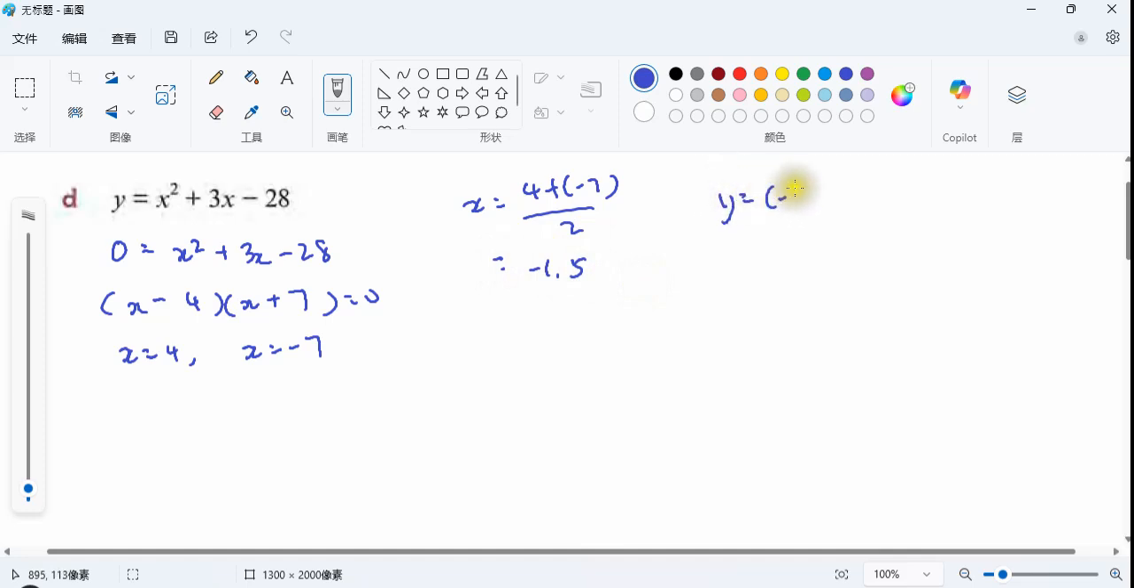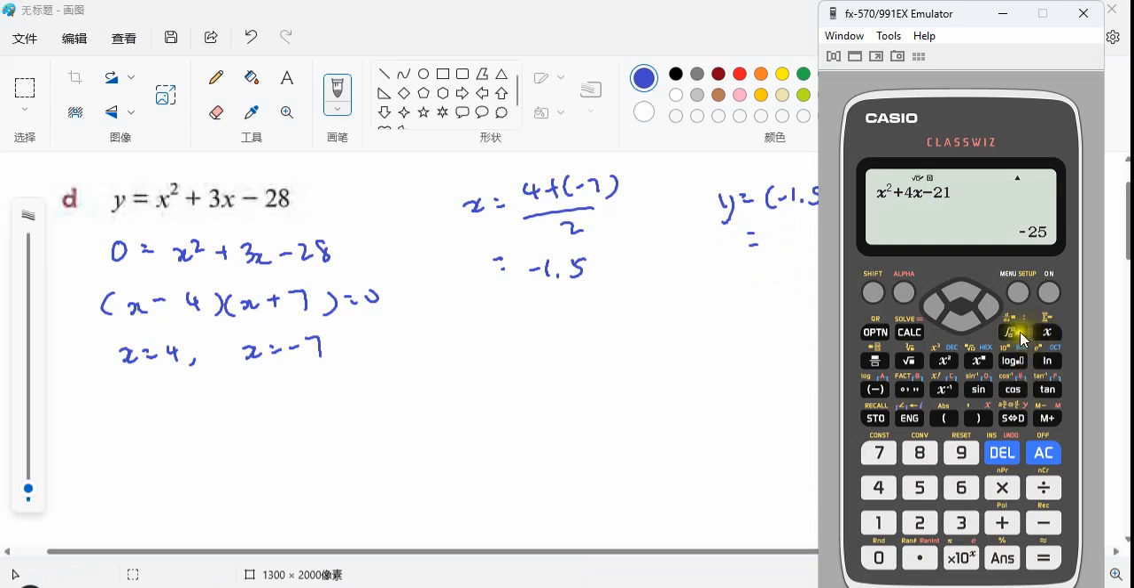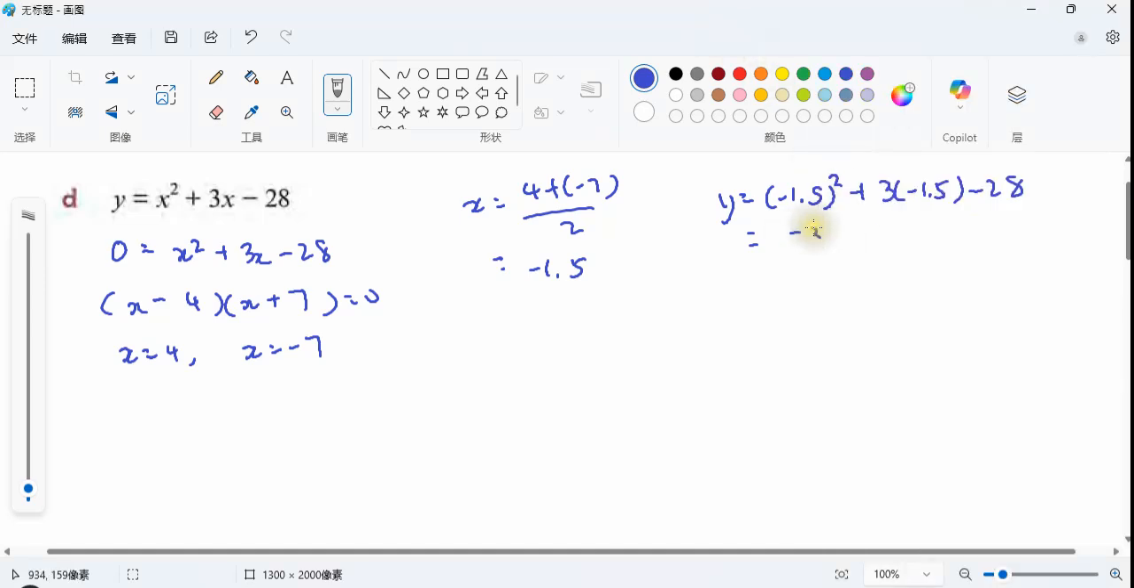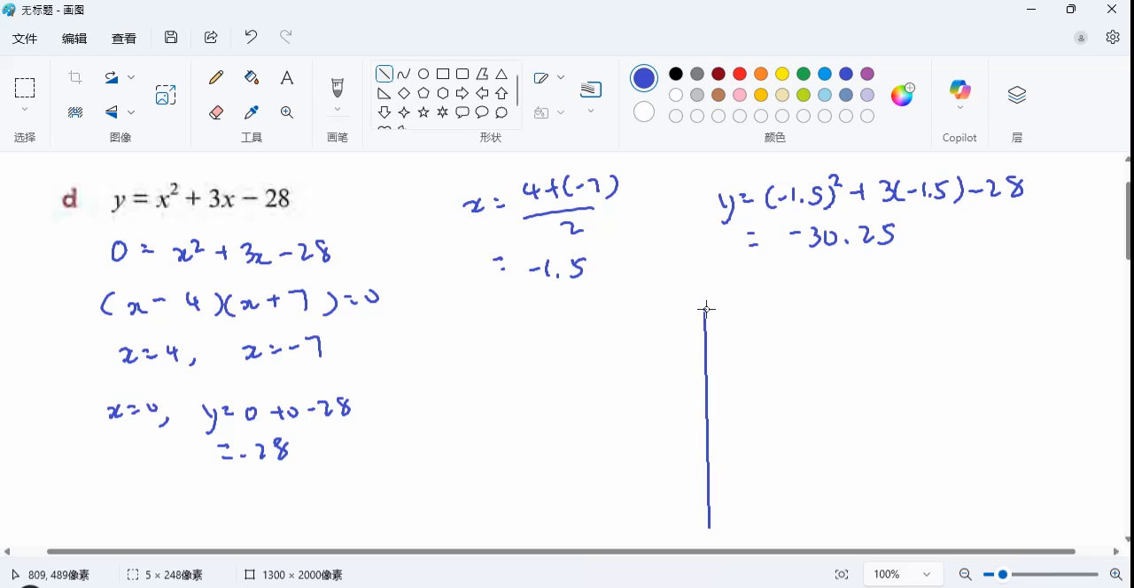Then y equals negative 1.5 squared plus 3 times negative 1.5 minus 28. So we have x squared plus 3x minus 28, and at negative 1.5 we get negative 30.25. When x equals 0, y equals 0 plus 0 minus 28, which is negative 28. So we have 4 and negative 7 there.